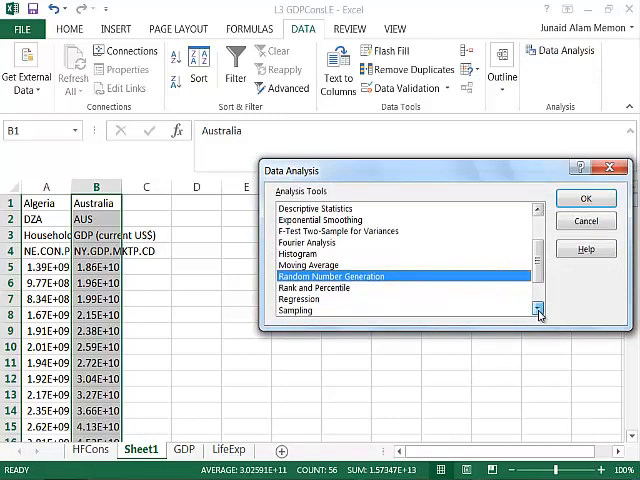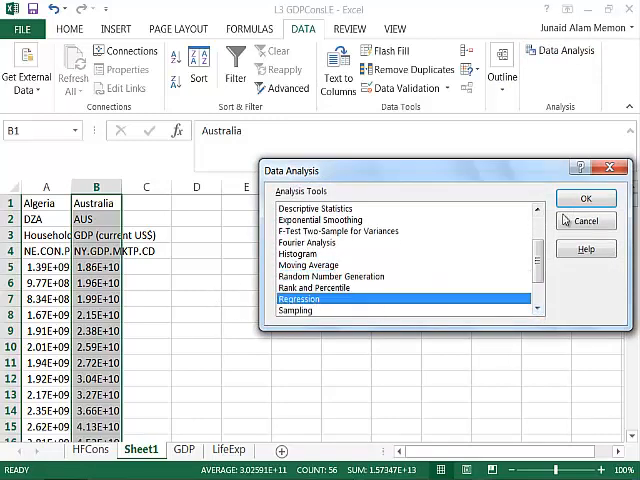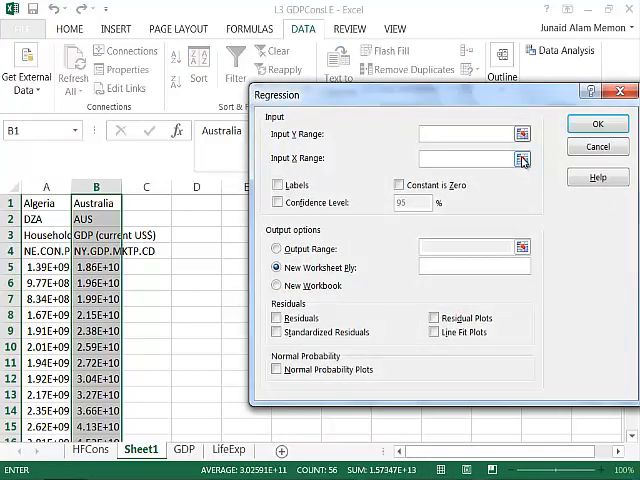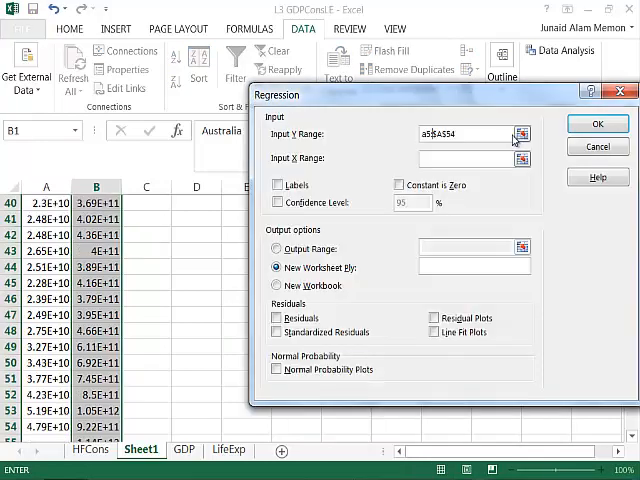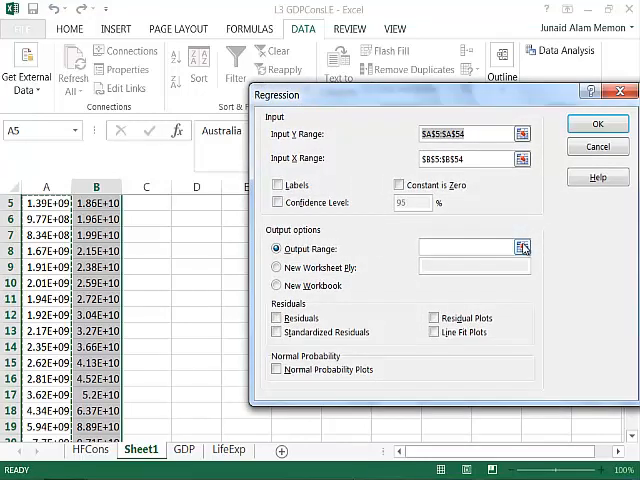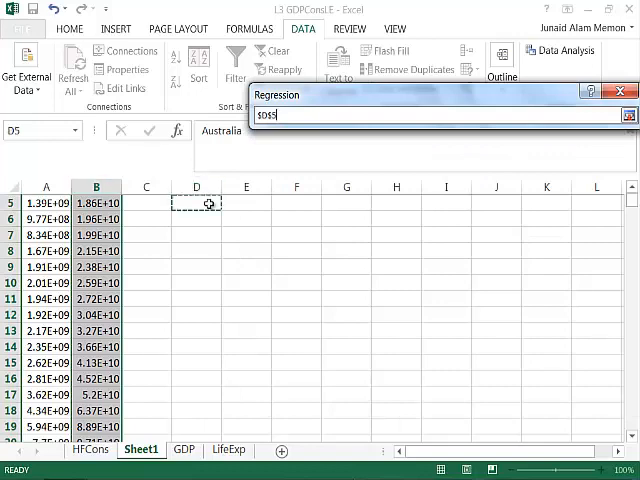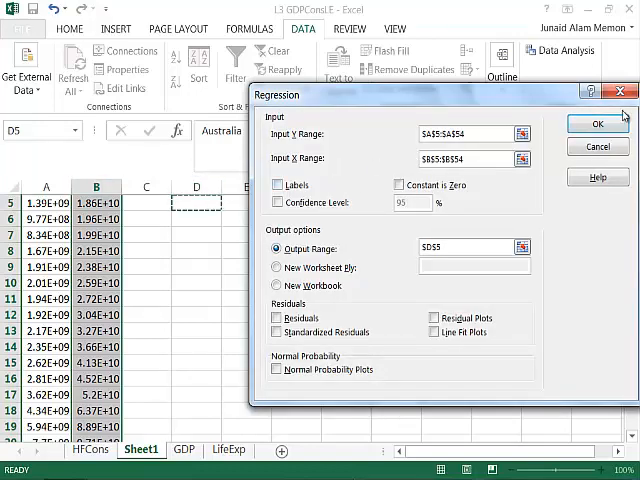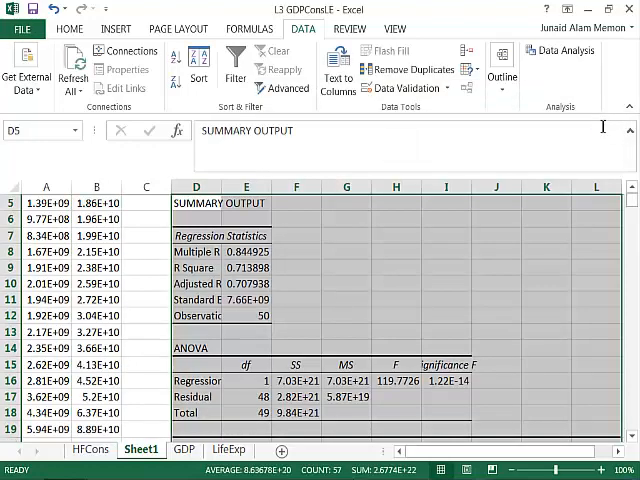Now I'm going to run a regression. Y range, X range. Y range is now A5 to A54, that's Algerian consumption, and then B5 to B54, that's Australian GDP. I think we are all right now. Output range, let's bring it here. Okay, here it is. Now the R squared is 71%.